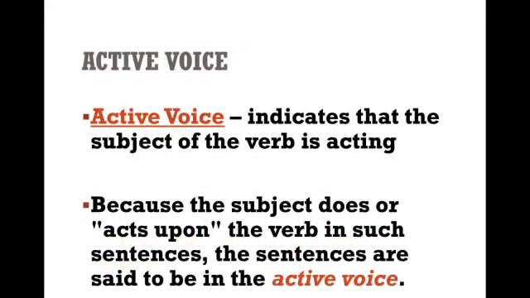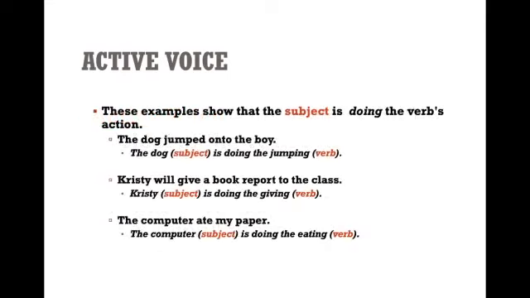So let's start off with active voice. Now, an active voice indicates the subject of the verb is currently acting. Because the subject does or acts upon the verb in such sentences, the sentences are said to be in the active voice. Let's look at some examples where the subject is doing the verb's action.